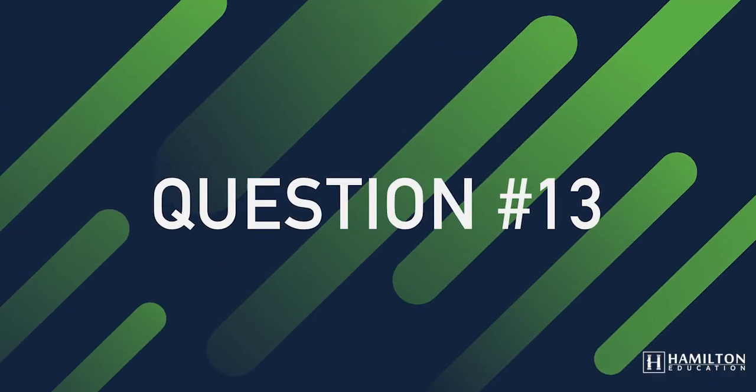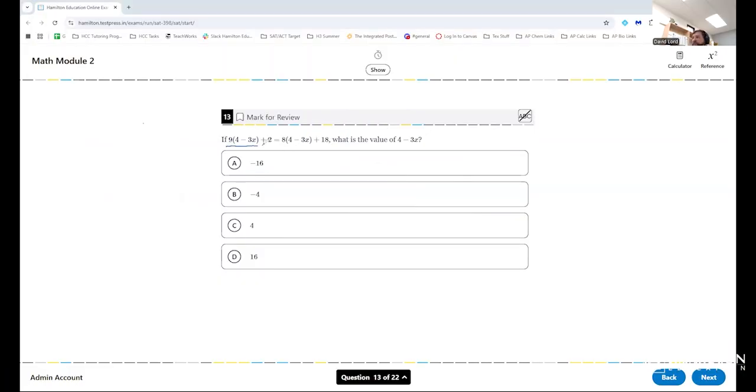Question 13. If 9 times (4 minus 3x) plus 2 is equal to 8 times (4 minus 3x) plus 18, what's the value of 4 minus 3x? So you could definitely multiply this all out and solve for x and then plug it back in, but a much easier way is to make a substitution. So 4 minus 3x is equal to, let's say D for David. Then it's really 9D plus 2 is equal to 8D plus 18. And from here, we're then solving for D. So if I subtract the 8D and subtract the 2, we're left with D is equal to 16. And we get the answer right away.